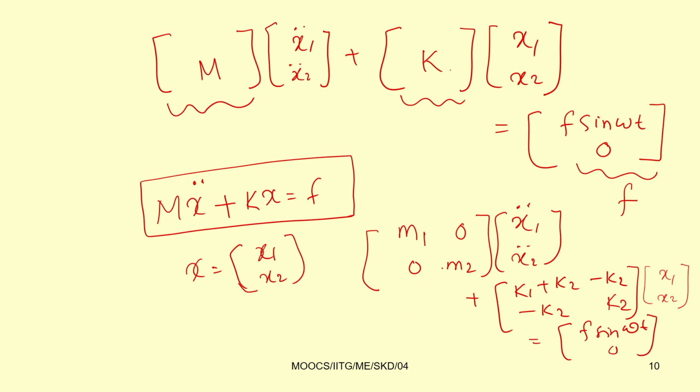You can see this mass matrix is uncoupled, but the stiffness matrix is coupled. Here the off diagonal terms are there, so it is coupled due to the presence of this term and this term.